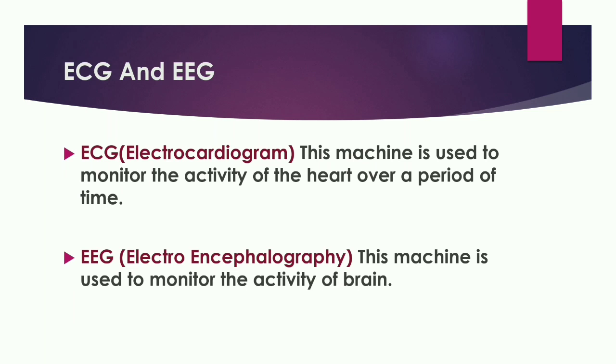ECG is electrocardiogram and EEG is electroencephalography. This machine is used to monitor the activity of the brain. ECG is to check the activity of the heart, and EEG is used to monitor or check the activity of the brain.